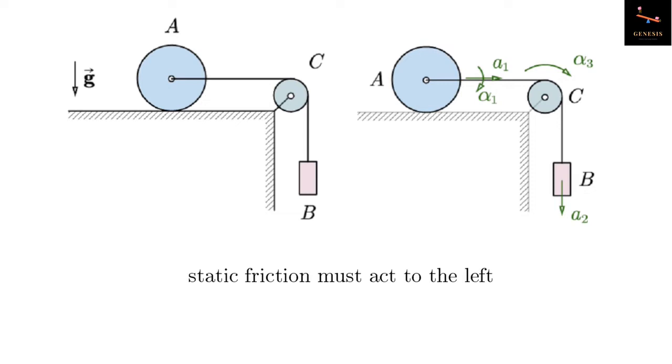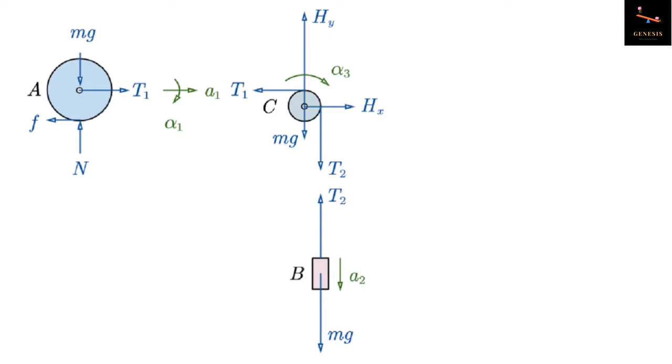With the direction of friction decided, I suggest that you pause the video and try to draw the FBDs of the system. I hope you have done that. The free body diagrams of A, B and C are shown. Hx and Hy are the hinge forces on C. Now stop the video and try to write the dynamics equations yourself. I hope you have done so. So here are the equations of dynamics.